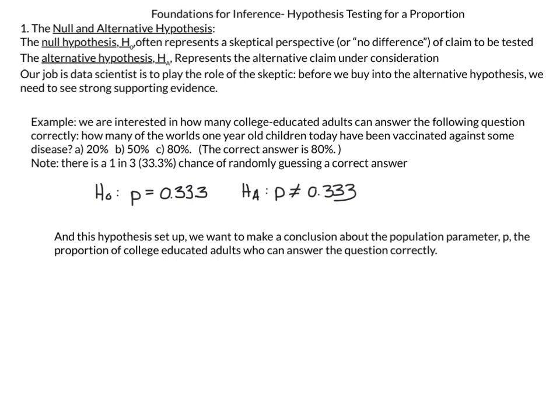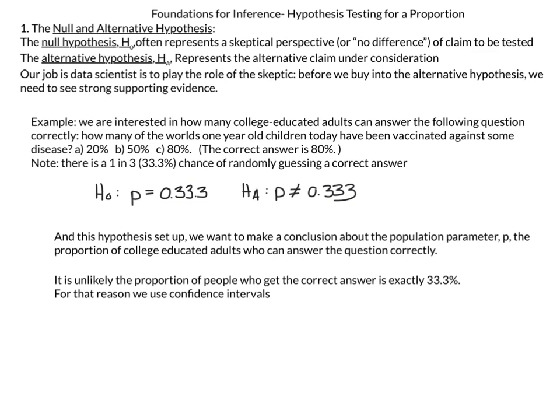And this hypothesis is set up so that we want to make a conclusion about the population parameter, P, the proportion of college-educated adults who can answer the question correctly. It is unlikely the proportion of people who get the correct answer is exactly 33.3%, and for that reason, we use a confidence interval. But before we go through that, let's take a closer look again at setting up our null and alternative hypothesis by examining different types of errors.